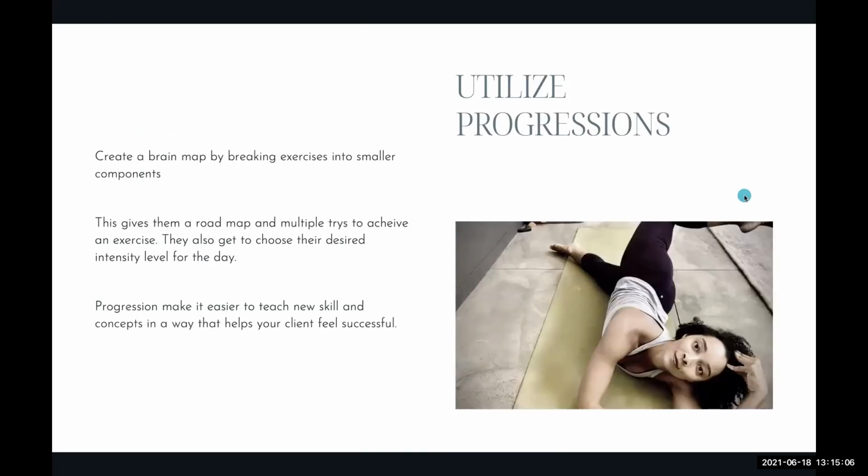All right. Now, next part, we've been talking about progressions a little bit, right? And just to really say what a progression is, it creates a brain map. It's a way to break down exercises into their smaller components. It gives your students a roadmap and multiple tries to achieve an exercise. And they also get to choose their desired level.